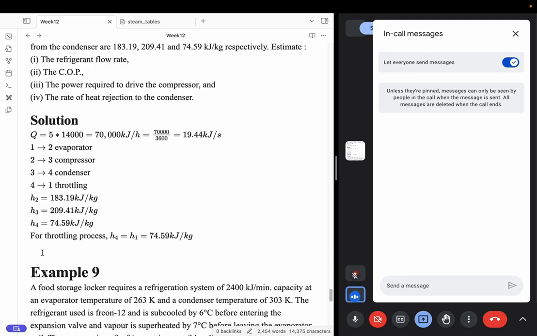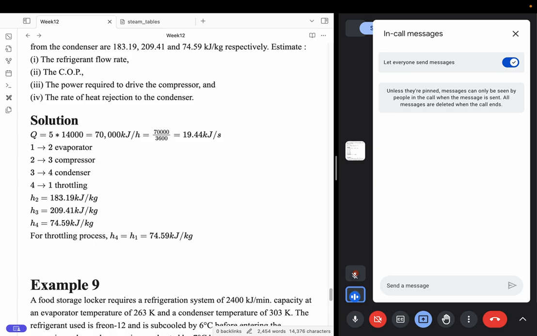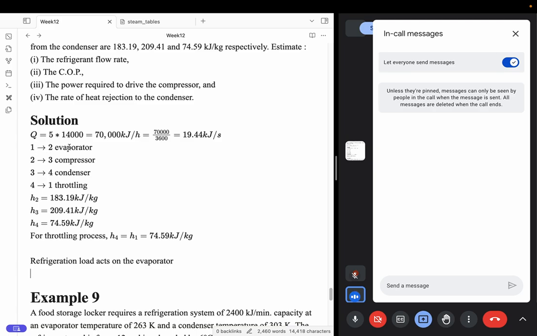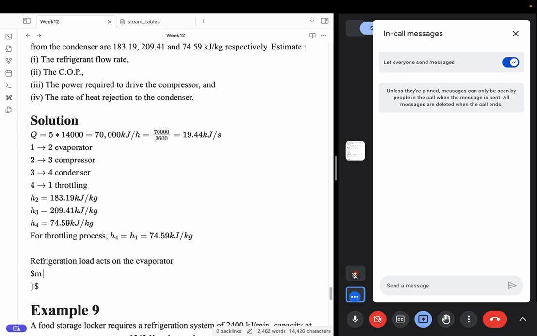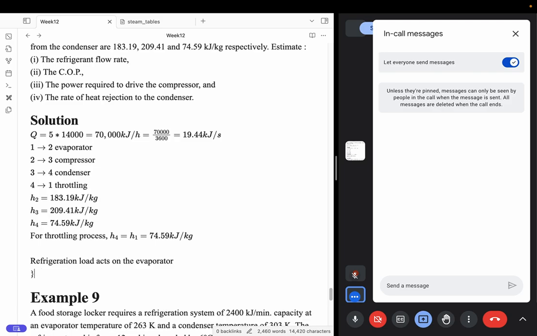So the first one asks you to find the refrigerant flow rate. So let's equate the net heat load. Refrigeration load acts on the evaporator. So the evaporator process is process 1 to 2. So if I do m dot times the H2 minus H1, that is my heat load Q.